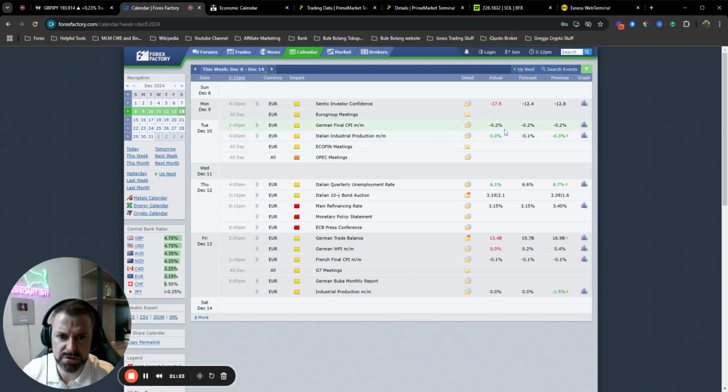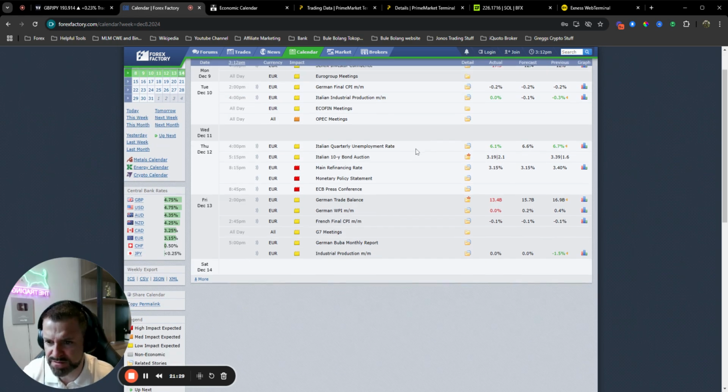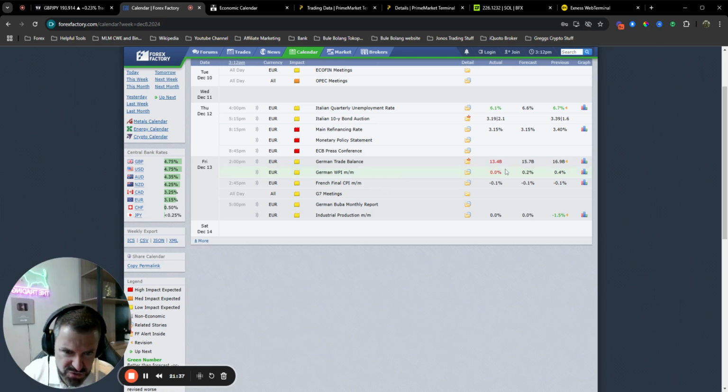German final CPI month on month. Italian industrial production. We don't really care about Italy and Spain. We just really want to see France and Germany. Main refinancing rate, monetary policy, German trade balance, shit. Well, that's slightly better, but it's still shit. Okay.